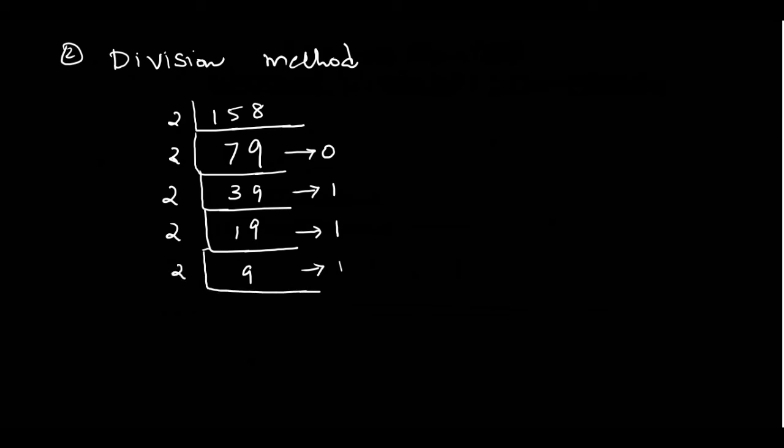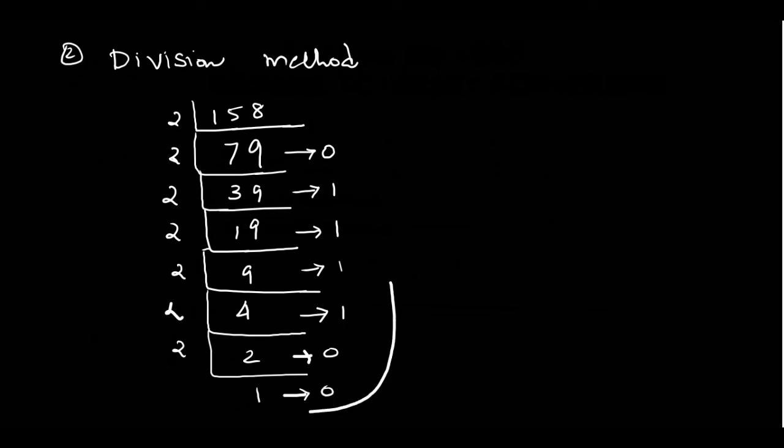Again I'll divide by 2. What do we get? We'll get 4 and remainder equal to 1. If we divide again by 2, we will get 2, remainder equals 0 because it's exactly divisible by 2. Again by 2, we will get 1 and remainder equal to 0. Now we'll write like this from bottom to top.